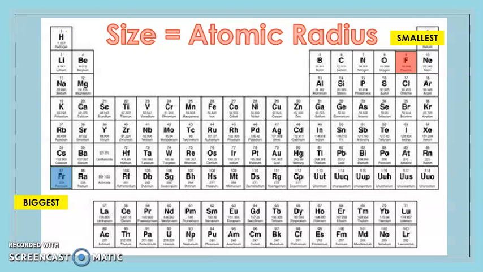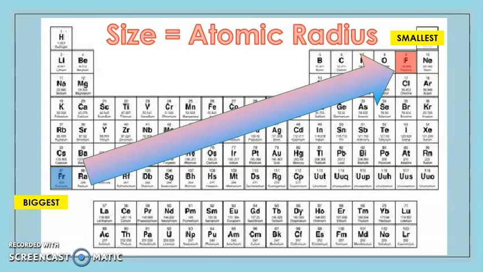Now we can draw an arrow to connect the two. We would call this the periodic trend for size: as you go from the bottom left corner to the top right corner, the elements will tend to become smaller. And we can use this arrow to compare the relative sizes of atoms. For example, at the top right-hand side of the periodic table, if you were comparing the size of lithium, number 3, and beryllium, number 4, because beryllium is closer to fluorine, we would say that beryllium is smaller than lithium.